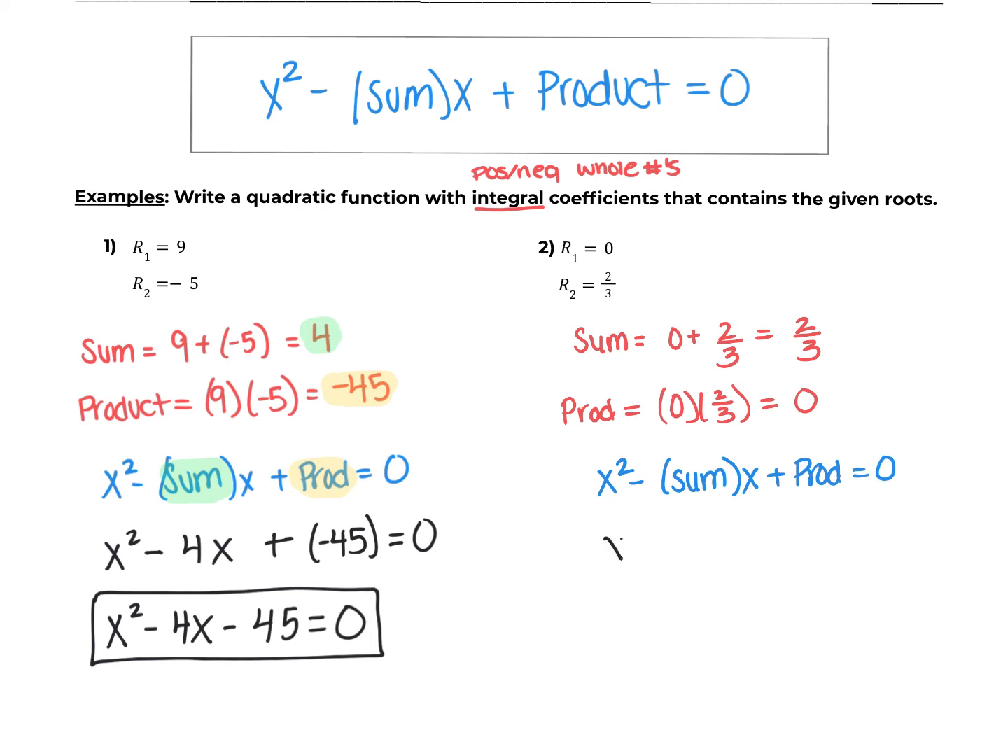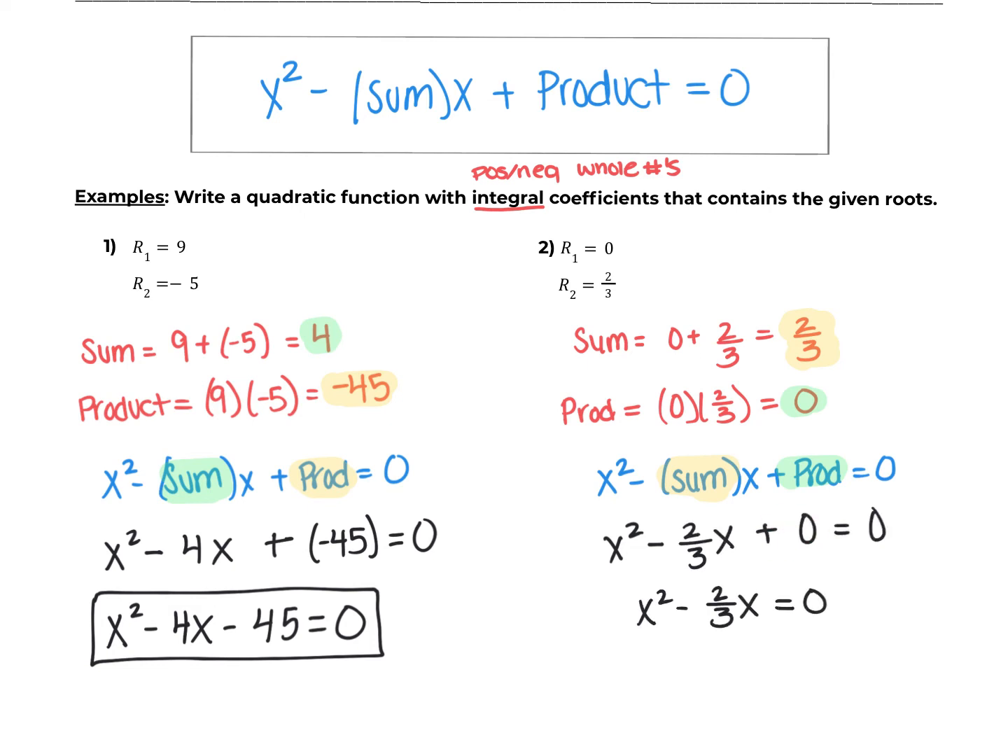We have x squared minus the sum, which is 2/3. So that's going to go here. And the product is going to go here. So x squared minus the sum, 2/3, x, plus the product, which is 0, equals 0. Okay, so if we simplify this a little bit, we get x squared minus 2/3 x equals 0, right?